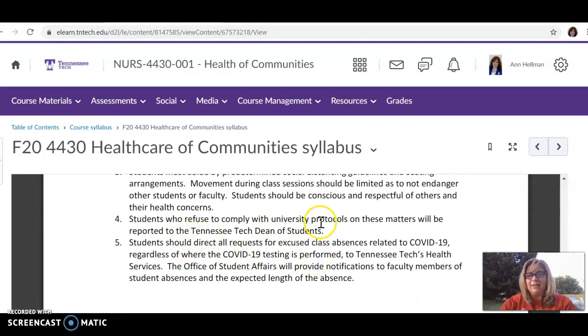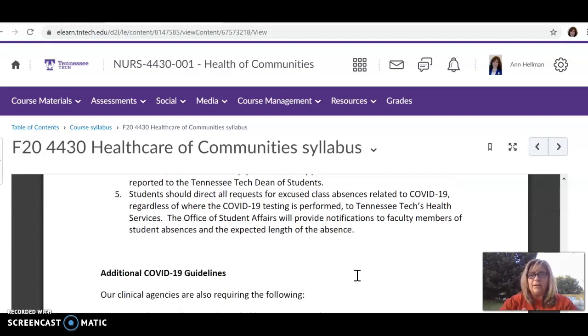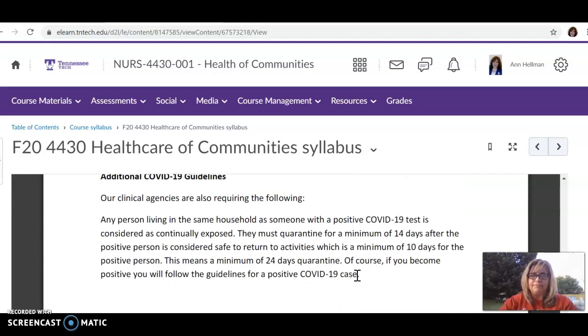Do note that there are consequences for not following these COVID protocols, and that there is a process here. Number 5, you read over this, please, regarding any absences that you might have due to COVID-19. In addition, I went ahead and put this in the syllabus, even though this is the didactic course. Please read these and be aware of the quarantine guidelines, particularly regarding clinical facilities.